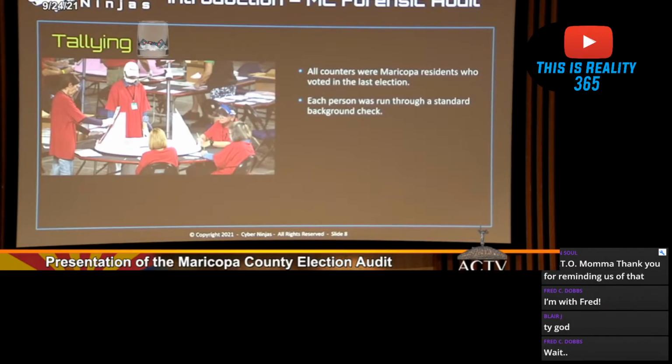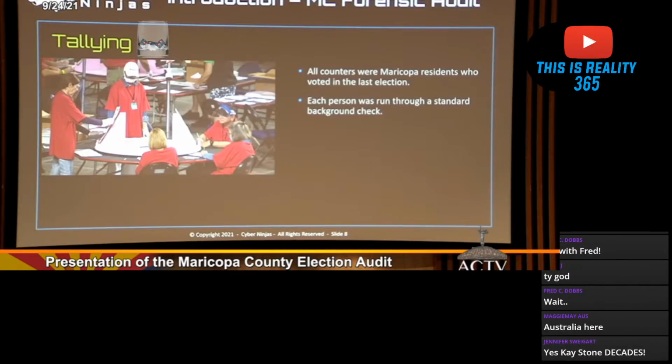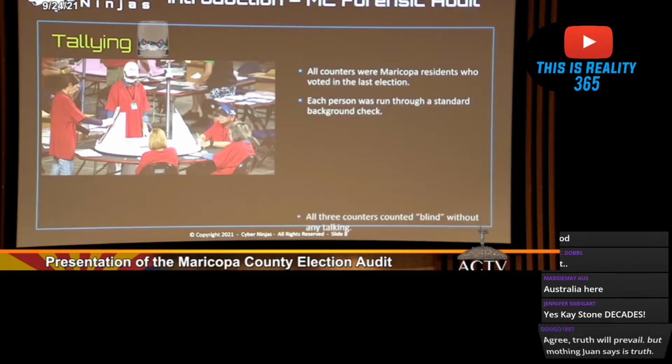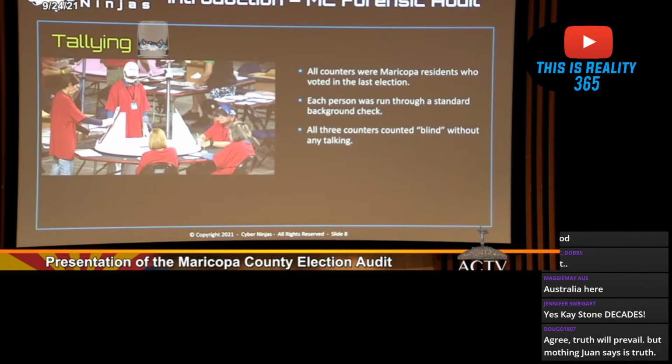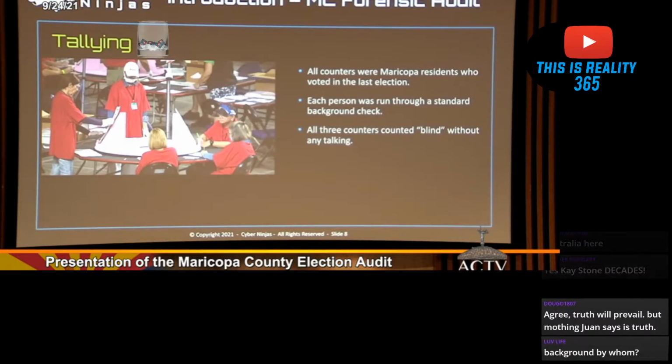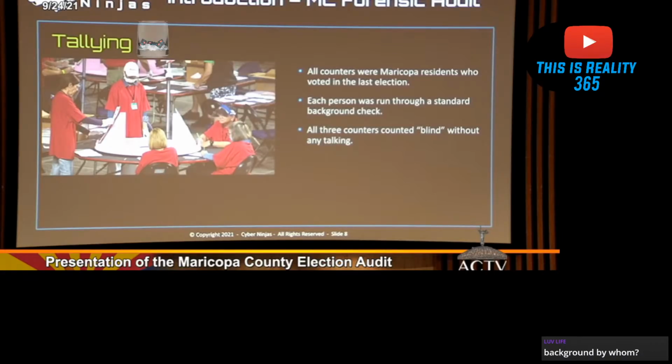It was very important to us to make sure that we always had things that were beyond reproach. Transparency in everything we did was very, very important. Now, all 3 counters were blind. That means they were not allowed to talk to each other. As that ballot went around and was in front of them, they would tally on a sheet of paper, and they put a little mark for both the presidential and the Senate race to see whatever it was.